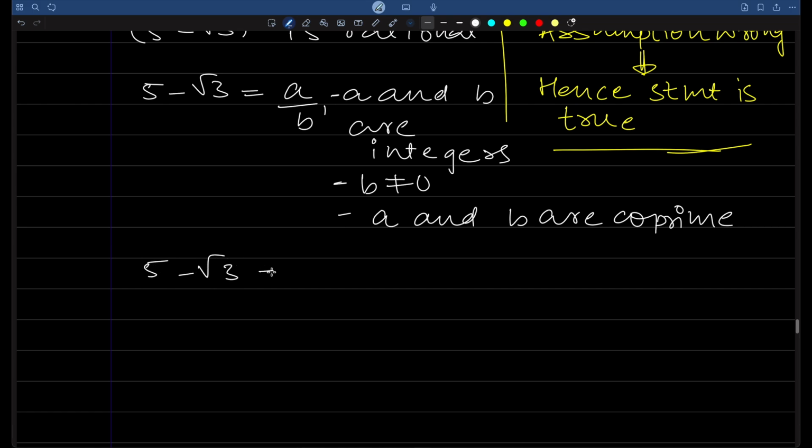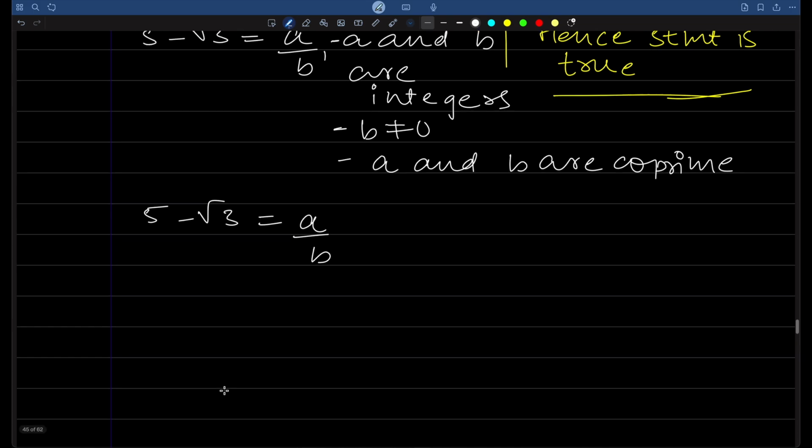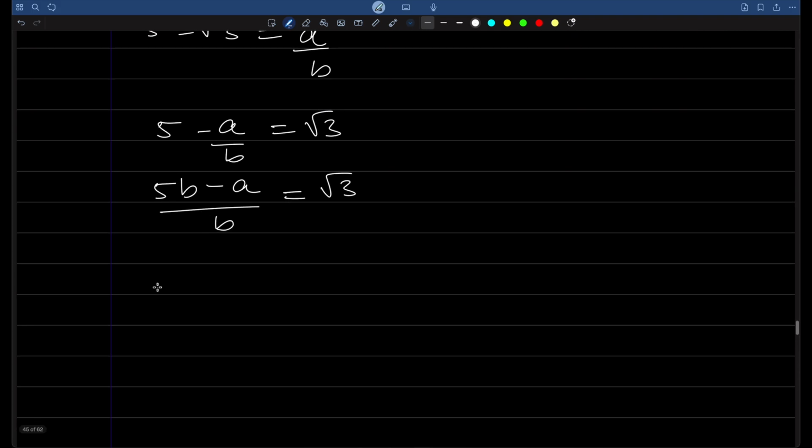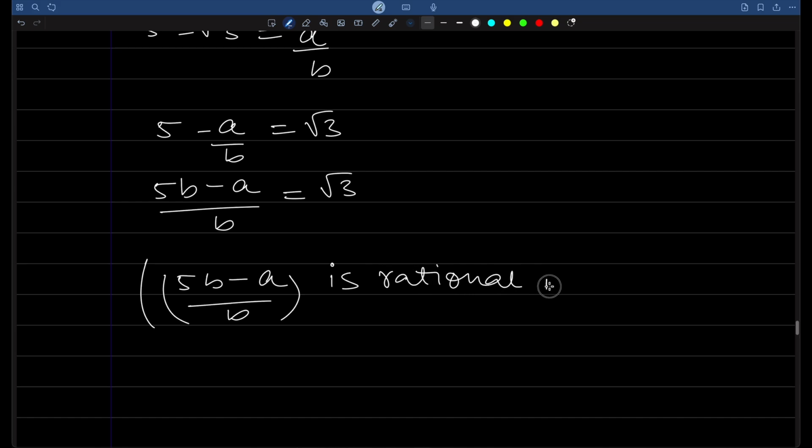5 minus root 3 equals a by b, that is, 5 minus a by b equals root 3. So 5b minus a divided by b equals root 3. Now 5b minus a upon b is a rational number because a and b are integers.